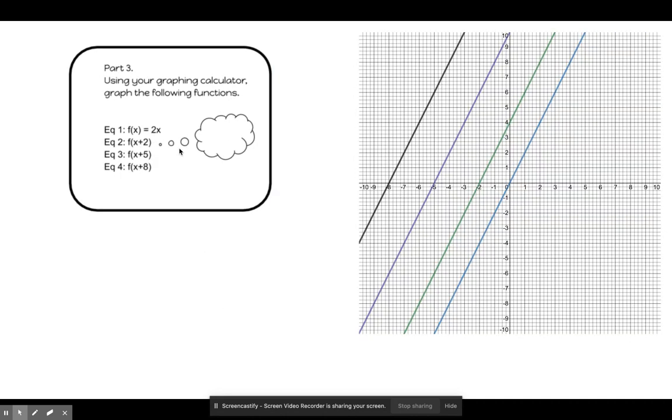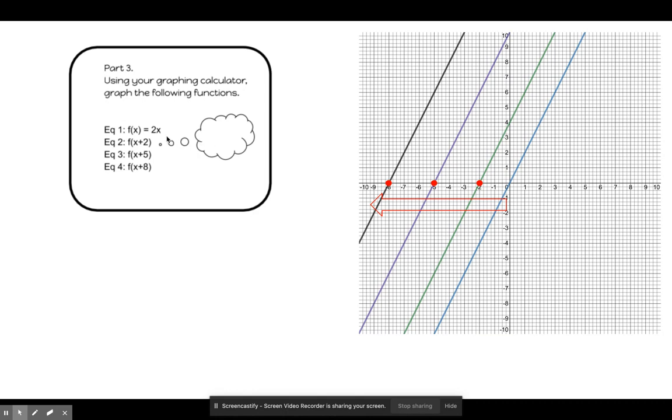In part 3, we started off with the same function and we added again, but this time we moved the addition to inside the parentheses. And we can see here that it's not affecting my y values the same. This time it's affecting my x values. So we added 2, 5, and 8. And it looks like in order for that to happen, it shifted the graph to the left.